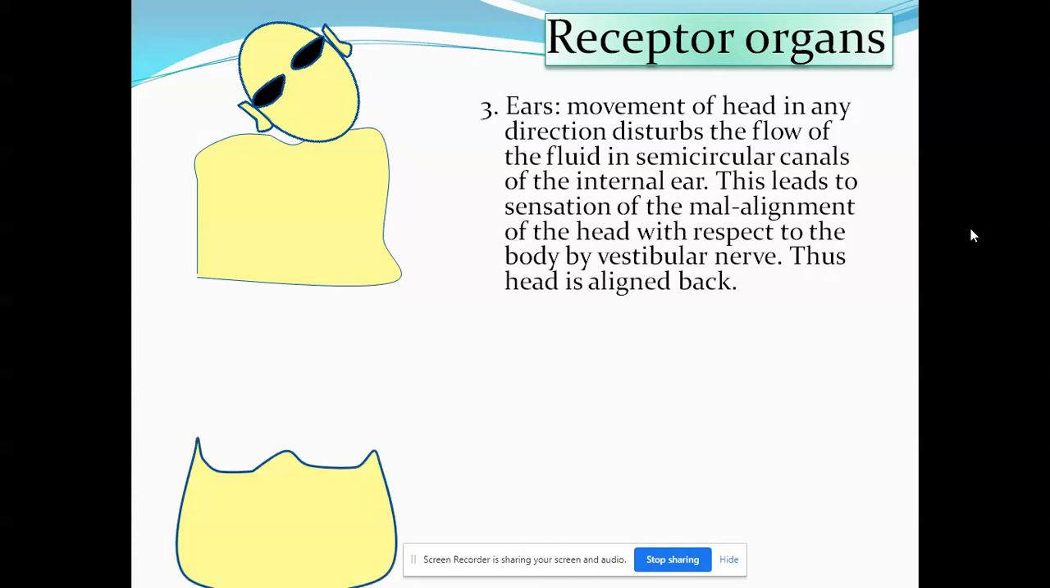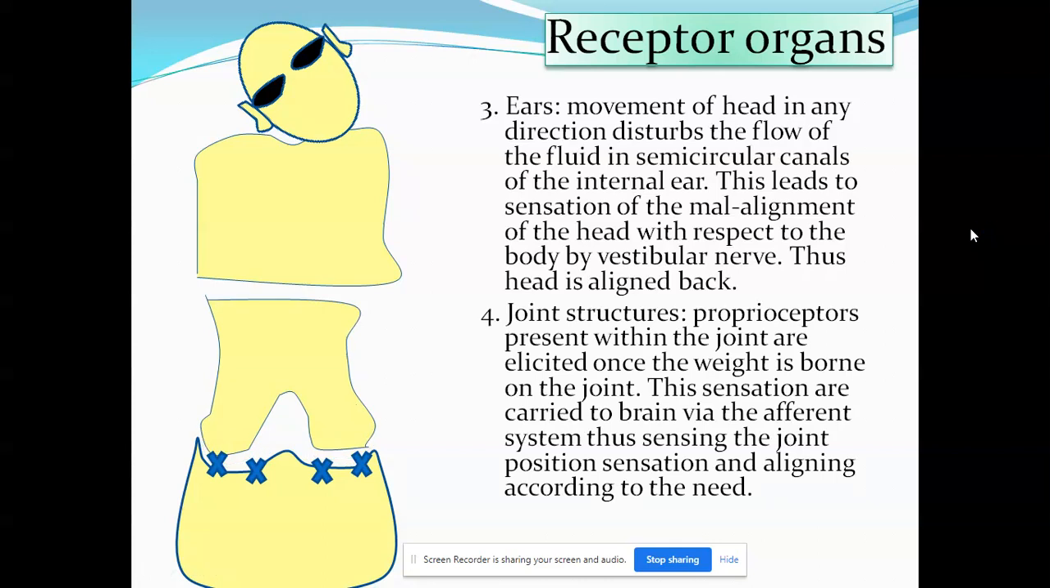Coming to the fourth point, that is your joint structure. Imagine this is your tibia. The receptors present within the joint structure are your proprioceptors. So draw the tibia, and mark some proprioceptors on the surface of the tibia. On the top of the tibia, which bone is present? That is nothing but your femur.